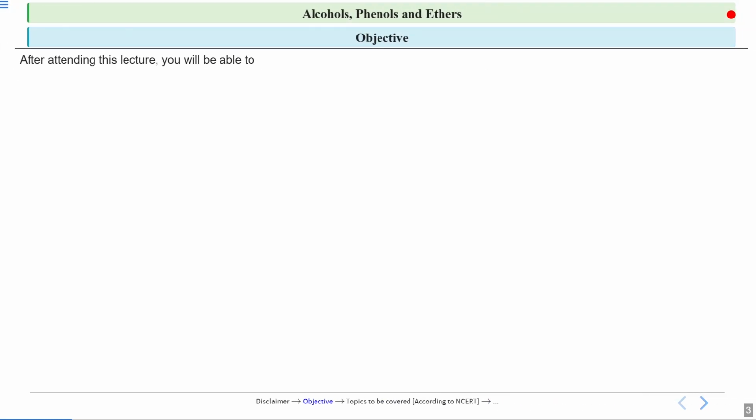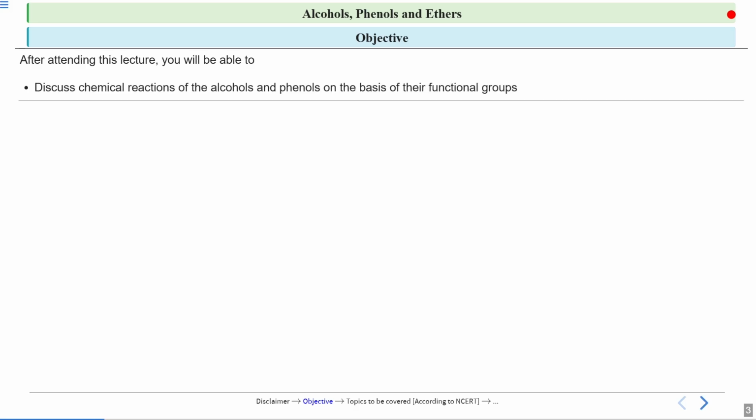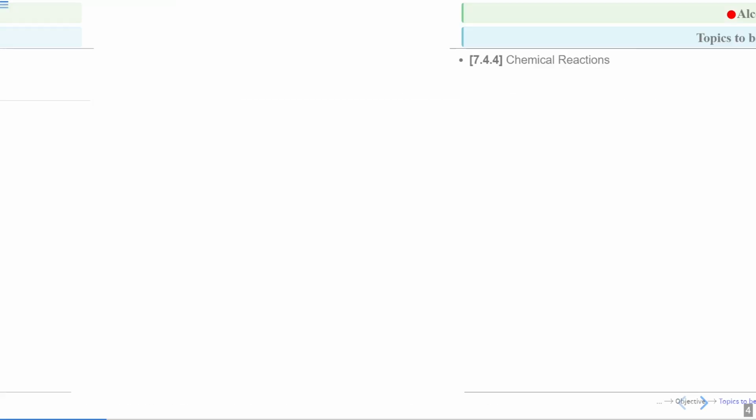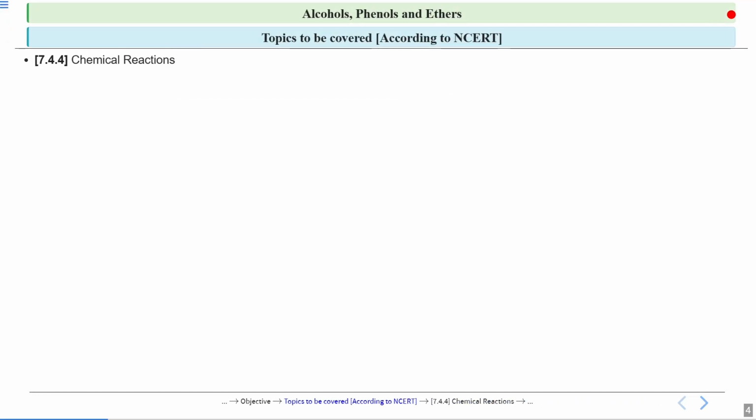Now, for your reference, I have mapped the NCERT sections that we will cover today. First, we will see what is the objective of today's lecture. After you attend this lecture, you will be able to understand the chemical reactions of alcohols and phenols on the basis of their functional group. So today we will discuss their chemical reactions on the basis of the functional groups they have.